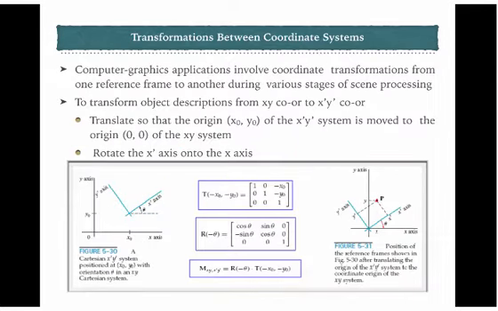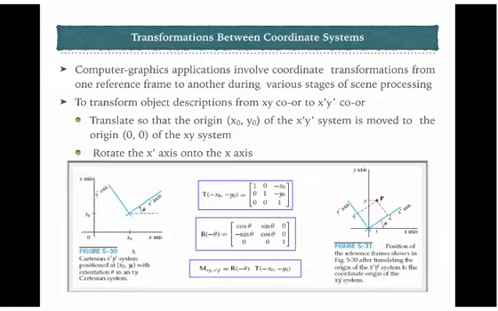Transformation between coordinate systems. Computer graphics applications involve transforming coordinate systems from one reference frame to another during the various stages of scene processing. To transform object descriptions from xy coordinates to x dash y dash coordinates, translate so that the origin x naught, y naught of the x dash y dash system is moved to the origin 0, 0 of the xy system.